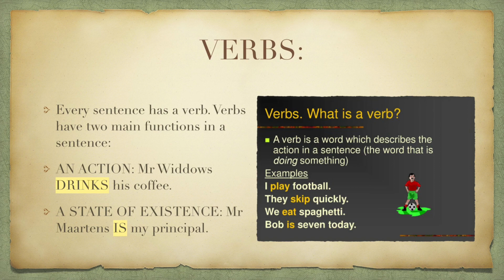There are two main functions of the verb in a sentence. The first is performing an action. For example, Mr. Widdows drinks his coffee. Drink is the action being performed. The second function is a state of existence. For example, Mr. Martins is my principal. Is is the state of existence.